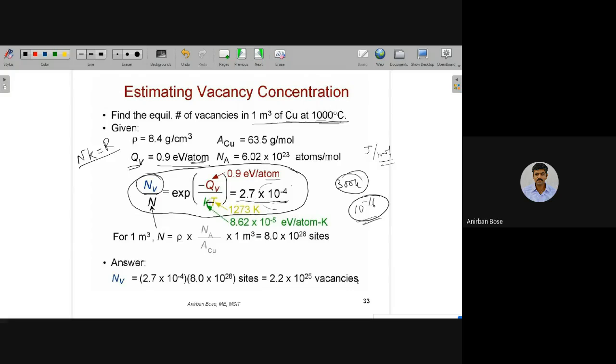Anyway, finally, if you have to find the number of vacancies, you simply multiply it with the total number of atomic sites present. Total number of atomic sites you can easily find out, because the atomic weight of copper is given, so you convert it to the corresponding total number of atoms. Then you just multiply it and you will get the number of vacancies. But the same question can be given in SI units also.